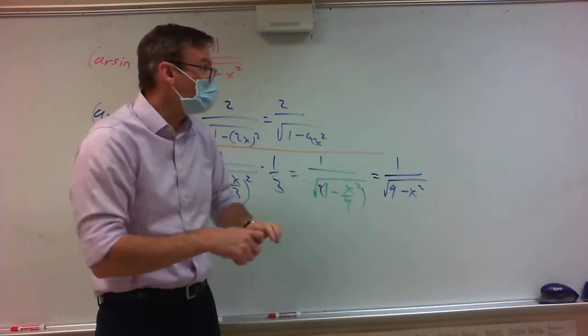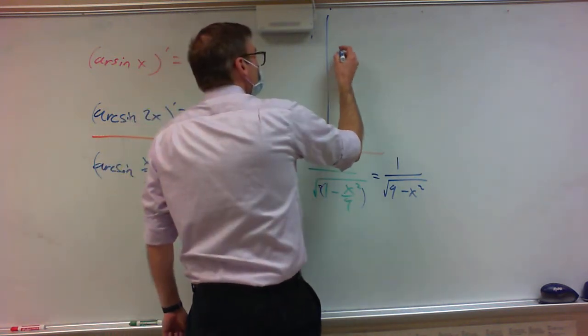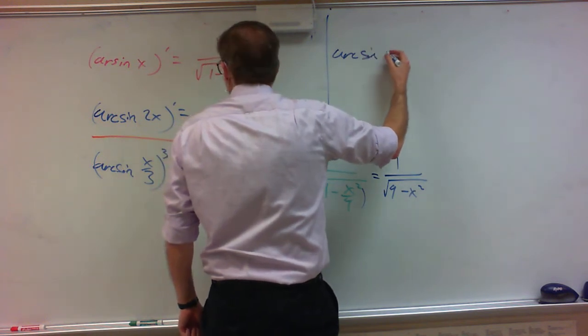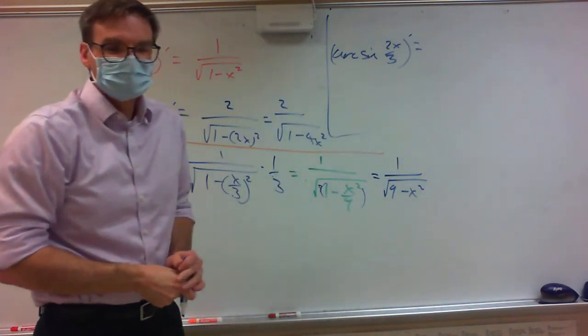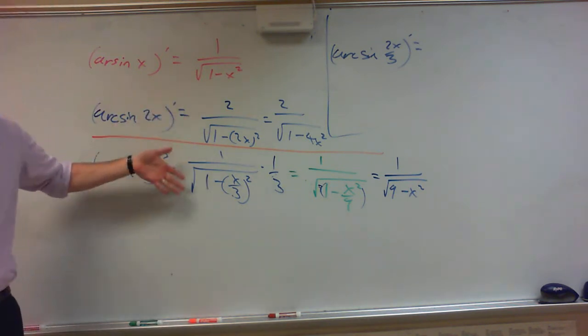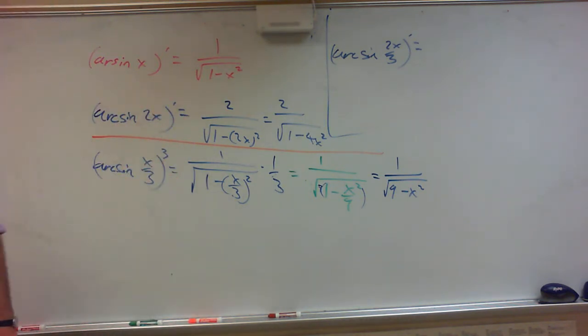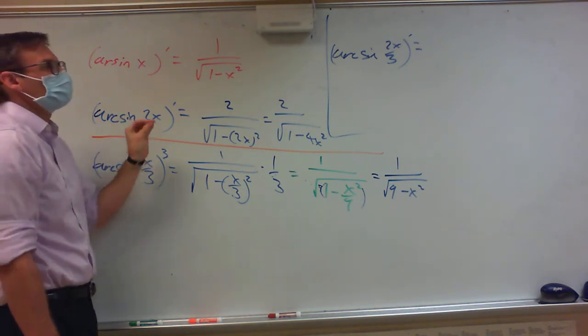All right, so here's our summary step. If I give you arc sine of 2x over 3, and I say take the derivative, what do we get? Combine these two parts. This is huge. This is what I need you to be able to do. If I see arc sine of 2x over 3, what's my answer going to be?